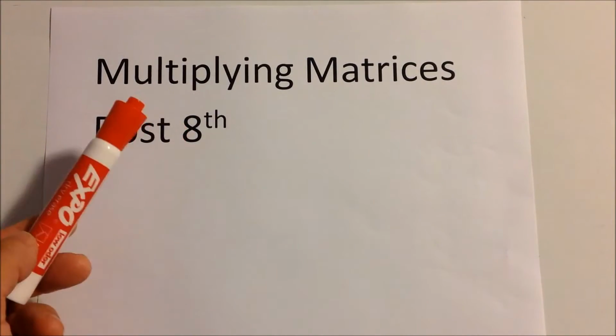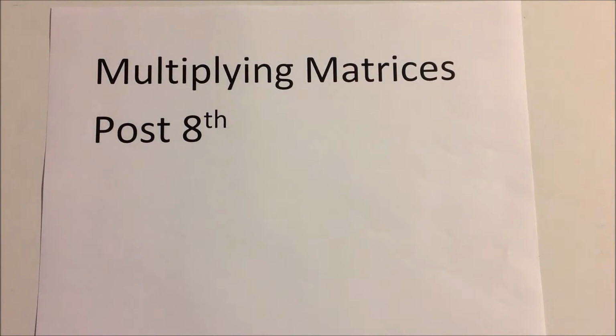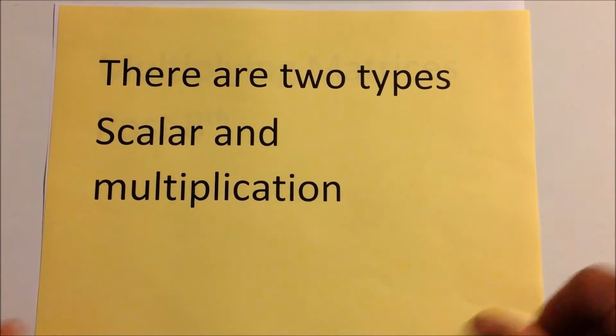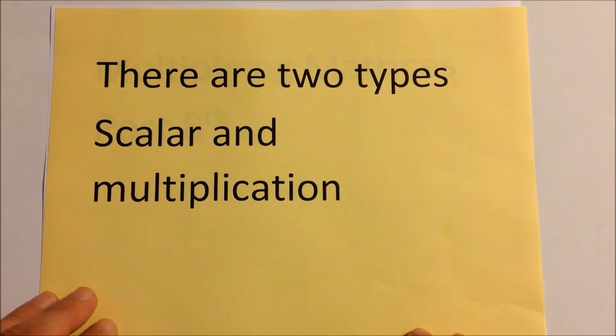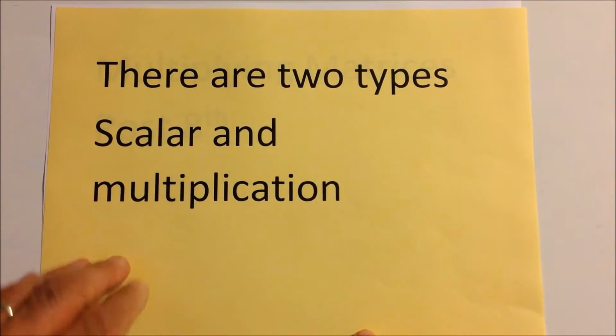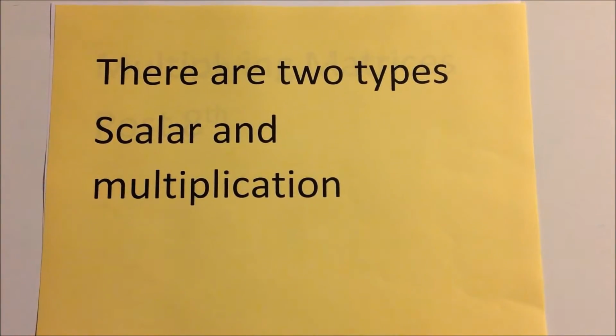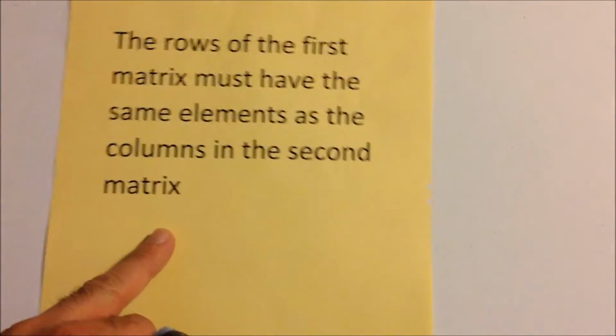Okay, here's a video on multiplying matrices. Now there are two types: scalar multiplication and regular multiplication. So we'll talk about both of them. The harder one is the regular multiplication. Scalar multiplication is pretty easy. But once you get the hang of it, they're both easy. So let's get into it.